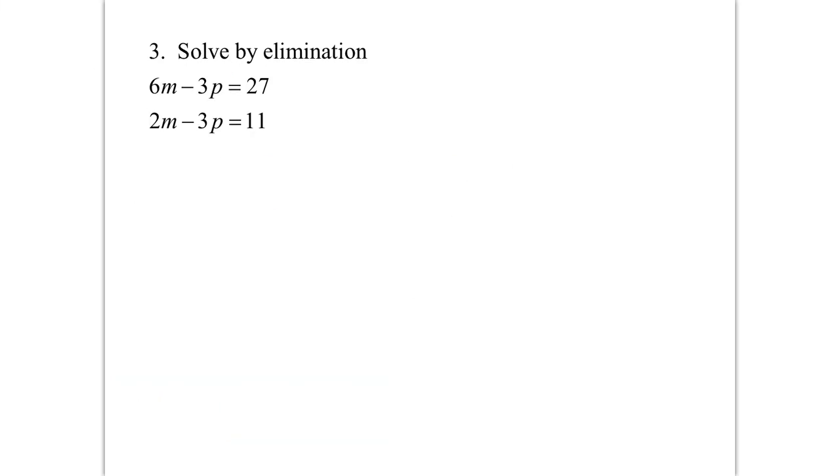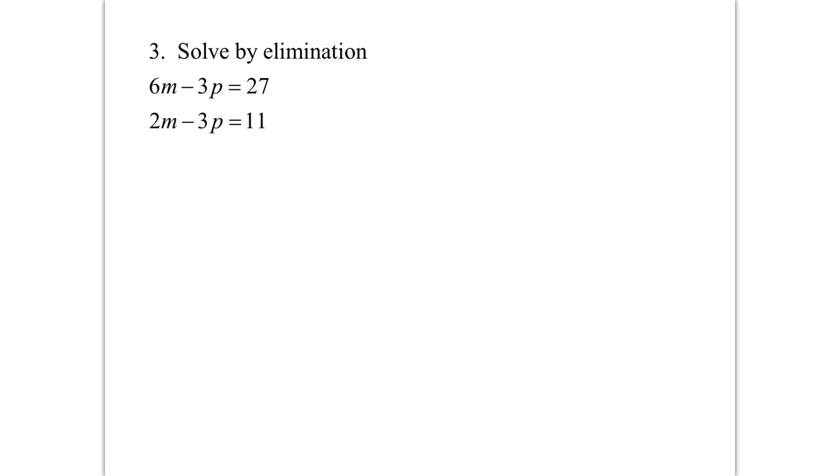We have 6m minus 3p equals 27. And the bottom equation is 2m minus 3p equals 11. Let's go ahead and look at the actual steps. Step number 1. Are the 2 equations in standard form?